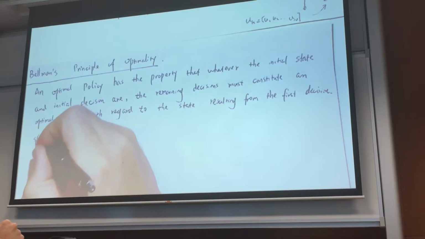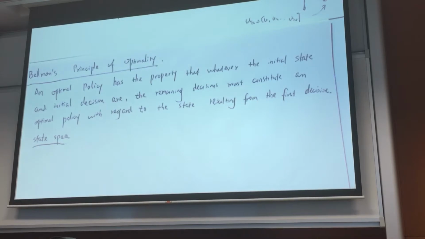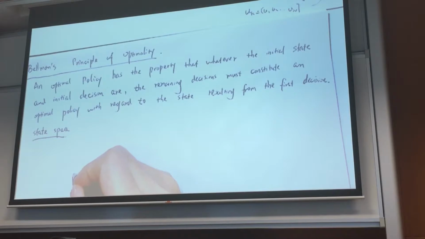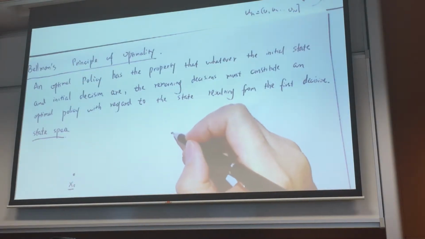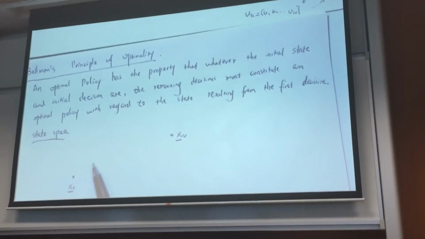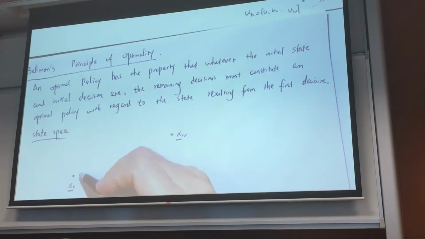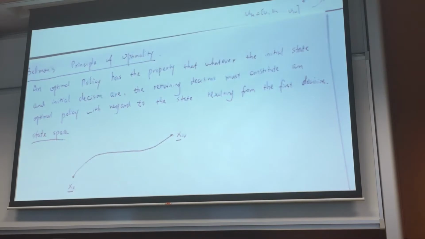In a graph representation it is like this. Think about our state space. In a state space, we have an initial state, x0, and we have our final state, xn. If we already solve this problem, we will get an optimal trajectory from x0 all the way to xn.